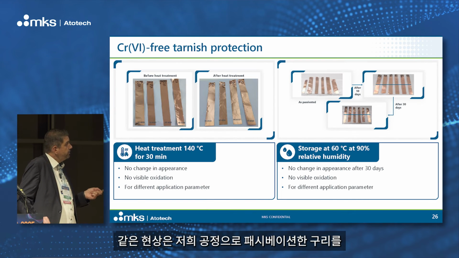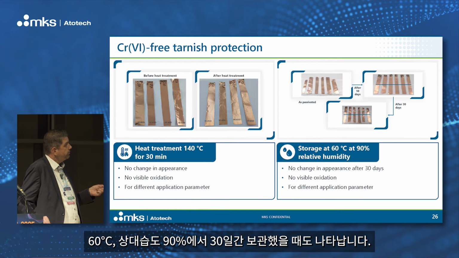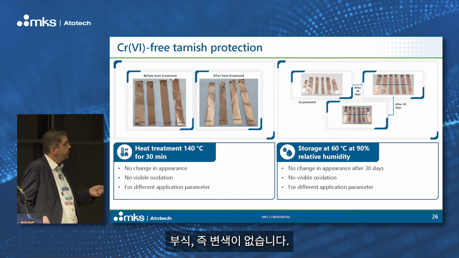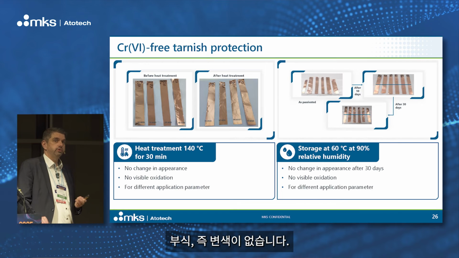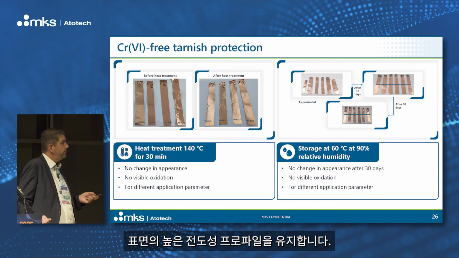The same is happening if we passivate copper again with our process. We store it at 60 degrees and 90% humidity for 30 days. Maybe it's not so easy to see on this picture, but after 30 days, when you look below the blue line, there is no corrosion, so no discoloration of the samples. So again, we ensure that the copper is not oxidizing, and we remain with this high conductivity profile on the surface.